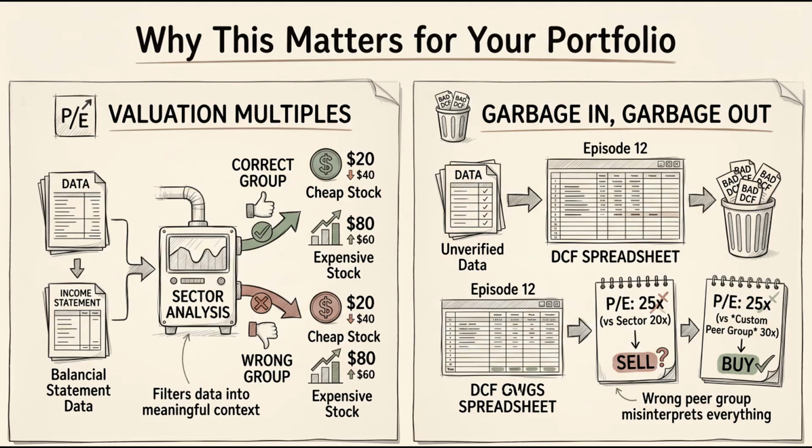Why does this matter for your portfolio? Think back to the valuation ratios we covered in episode 11, like price to earnings, enterprise value to EBITDA, or price to book. These tools only provide value if you're comparing apples to apples. Use the wrong peer group, and a cheap stock will look expensive, or a dangerous stock will look like a bargain. Sector analysis acts as the essential filter between your financial statement data and your final valuation output. Without it, even the most perfect discounted cash flow spreadsheets you learned in episode 12 will just produce garbage. This skill is your primary defense against the most common error in fundamental analysis.